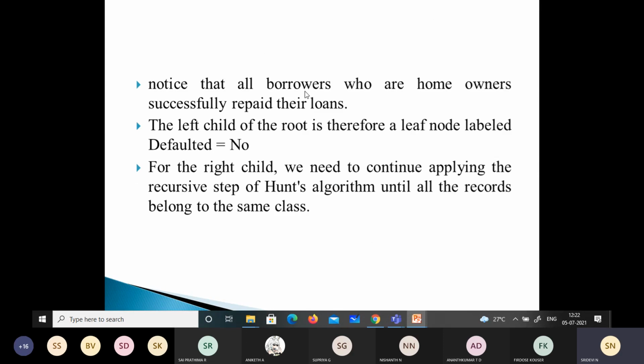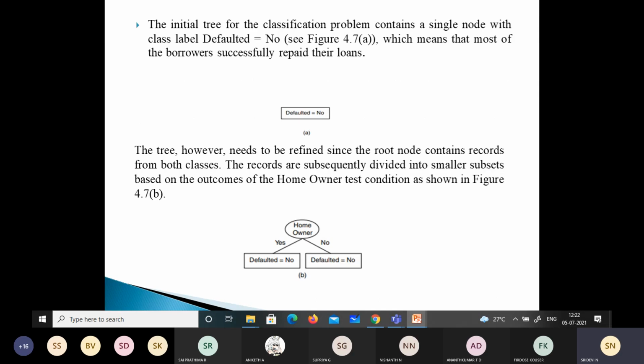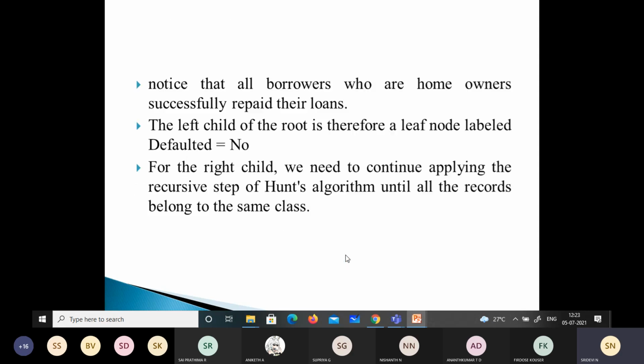Notice that all borrowers who are homeowners successfully repaid their loans. Hence, the left child of the root is a leaf node labeled defaulted no, and then we'll move on to the right child, and we need to continue applying the recursive step of Hunt's algorithm until all the records belong to the same class. But here we see the difference, no and no, yes. There are two categories. Hence, this becomes your impure node and we'll further split it.